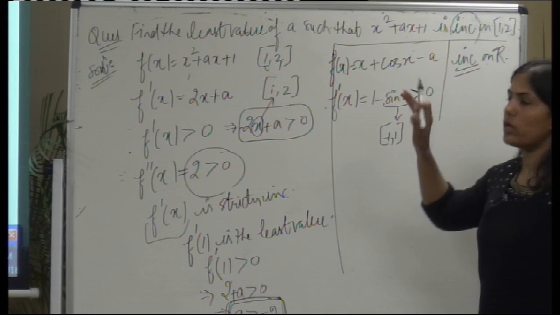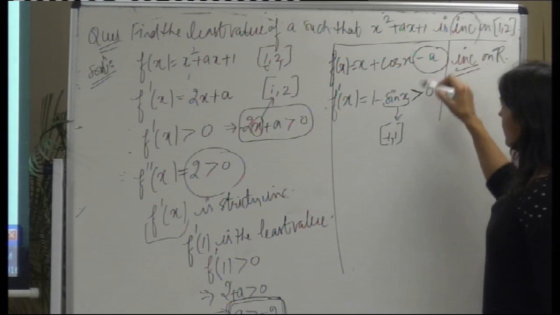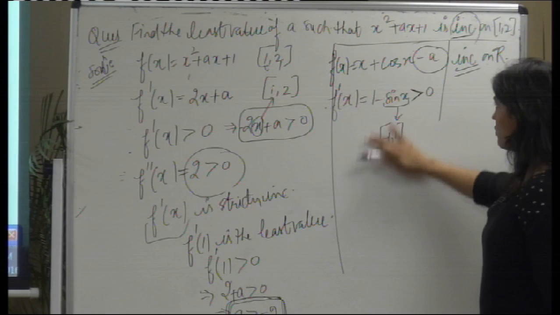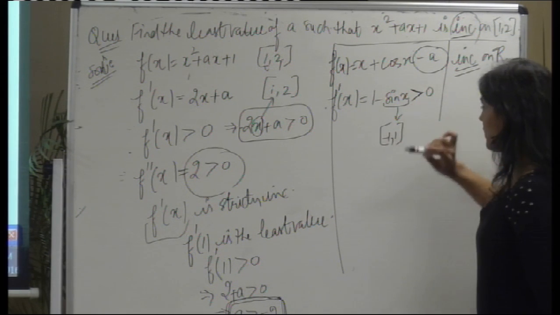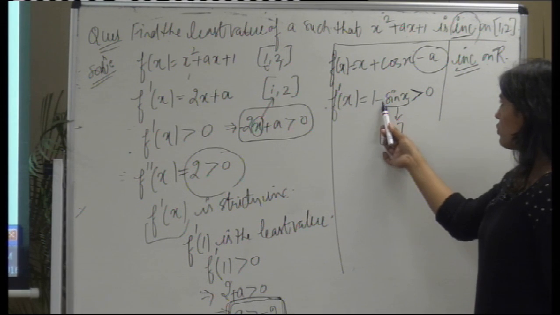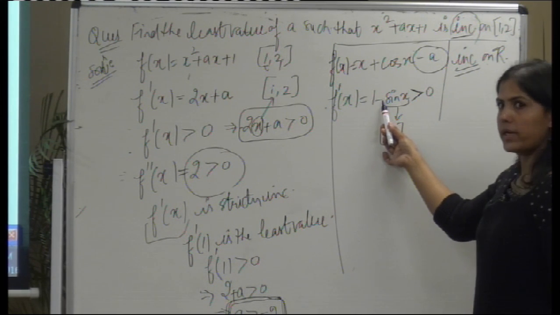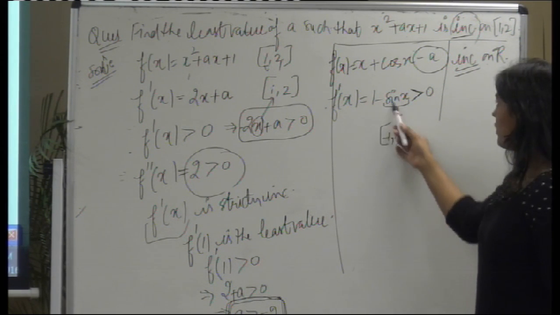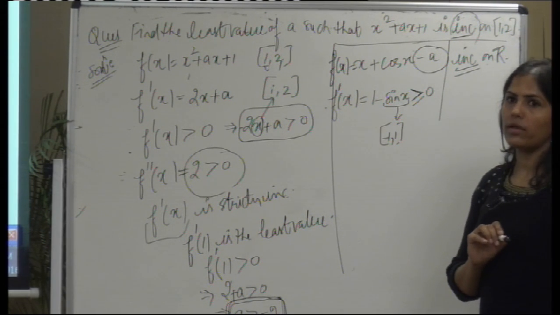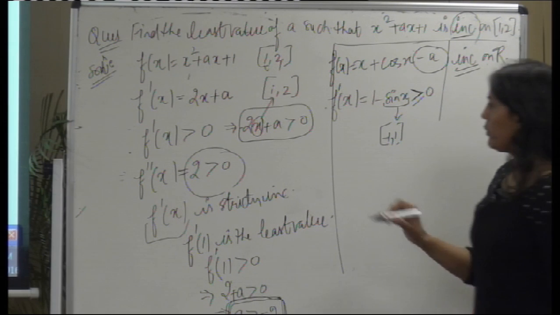Because we have to answer for a, basically: for what values of a is this function increasing? This function is increasing completely, because the range of sin x is -1 to 1. So the lowest value you can put in is -1. What value? +2, greater than 0. If you put in 1, it is also positive. Okay, so this is increasing. So what values of a now?